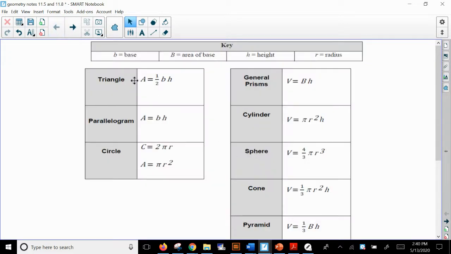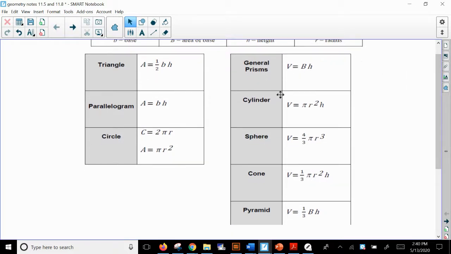Now here are all your formulas that you're going to need for volume. The volume formulas are on the right. And you're also going to need some area formulas. So I'll be explaining that in a minute.